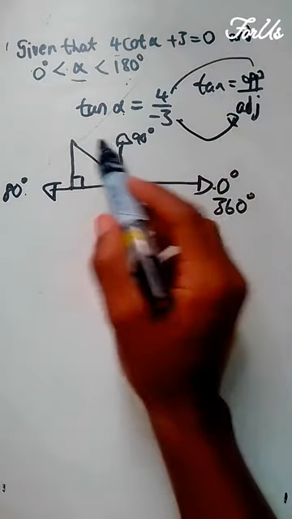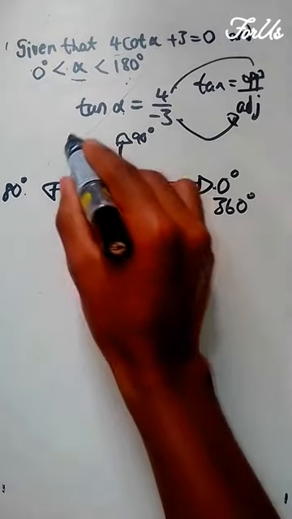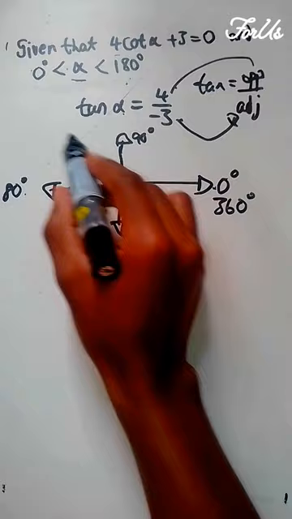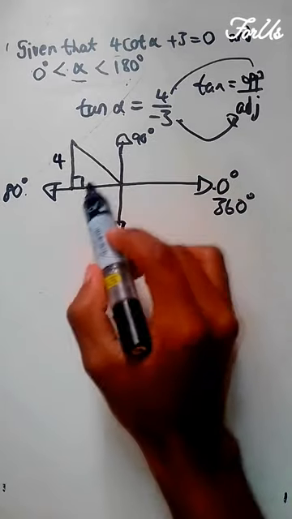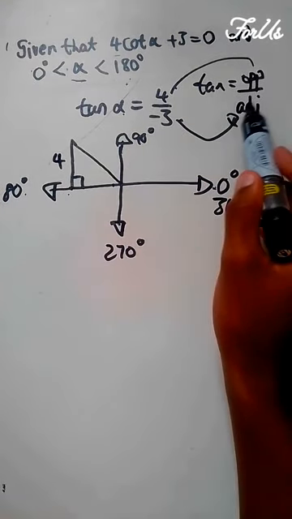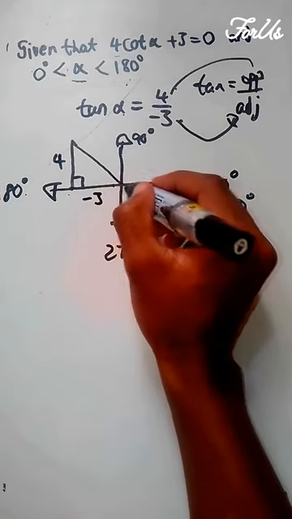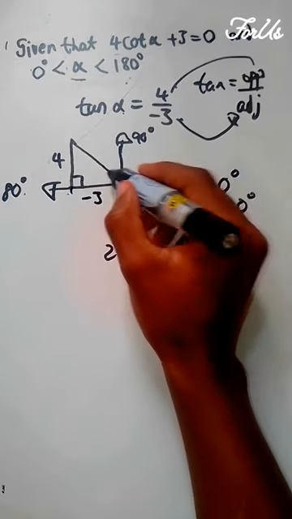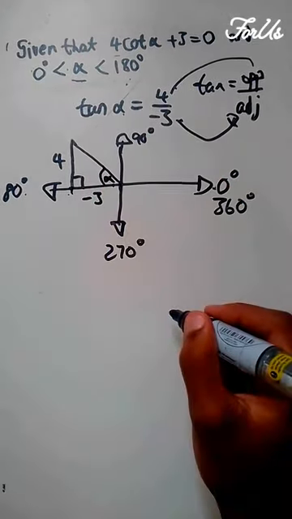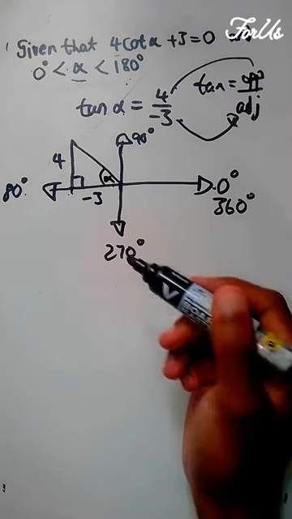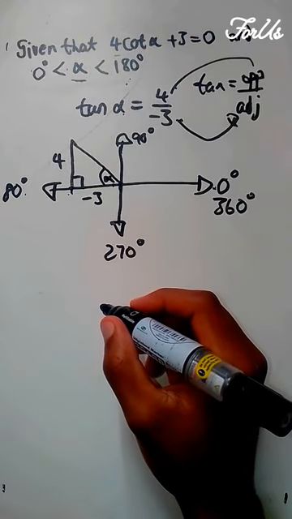Meaning that on this triangle, the distance from here up to here will be 4. And from here to here, which is the adjacent side, is going to be negative 3. And here we have this theta. Now we are done with the triangle. We can start by answering the first question.